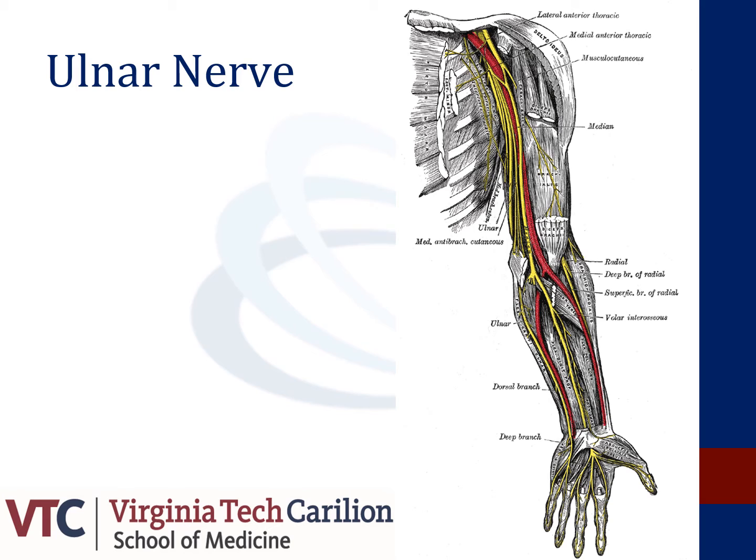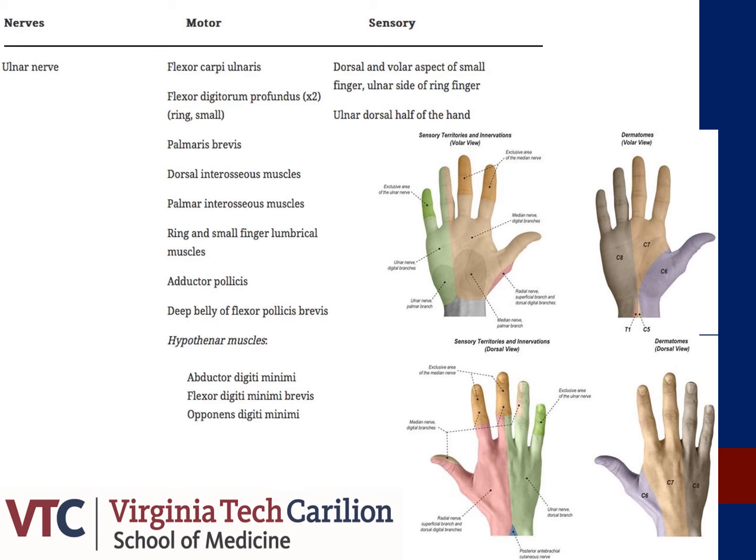It is then covered by the arcade of Struthers, approximately 8 centimeters proximal to the medial epicondyle. It will then pass medial to the medial head of the triceps and posterior to the medial epicondyle through the cubital tunnel and enter the forearm through the aponeurosis of the two heads of the FCU and continue to travel medially to the ulnar artery between the FCU and FDP musculature. This slide depicts the ulnar nerve innervations, both its motor and sensory components.